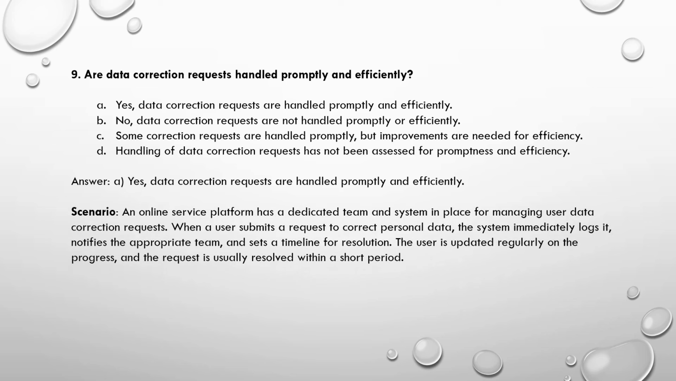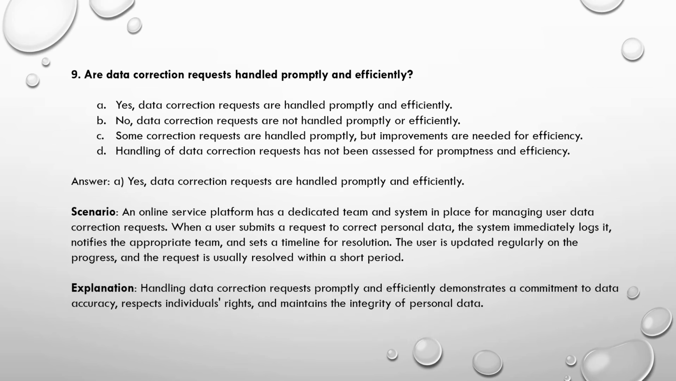An online service platform has a dedicated team and system in place for managing data correction requests. When a user submits a request to correct personal data, the system immediately logs it, notifies the appropriate team, and sets a timeline for resolution. The user is updated regularly on the progress, and the request is usually resolved within a short period. The explanation is handling data correction requests promptly and efficiently demonstrates a commitment to data accuracy, respects individuals' rights, and maintains the integrity of personal data.